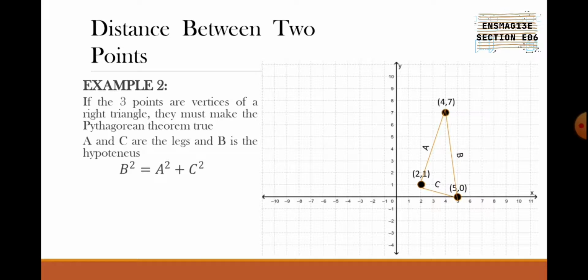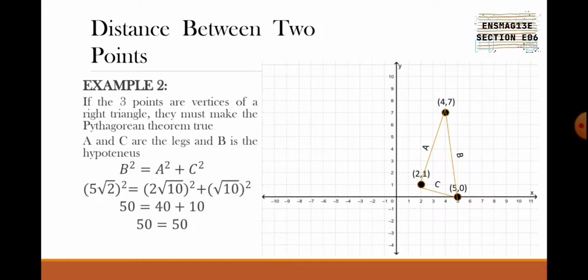Now, to solve for this one, we have (5 square root of 2) squared equal to (2 square root of 10) squared plus (square root of 10) squared, which will give us 50 is equal to 40 plus 10, or that is 50 is equal to 50, which gives us a conclusion that it is a right triangle.